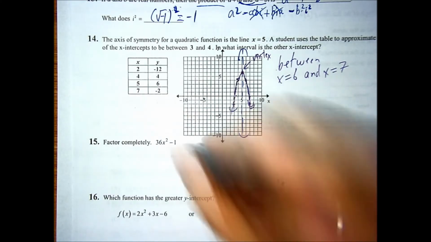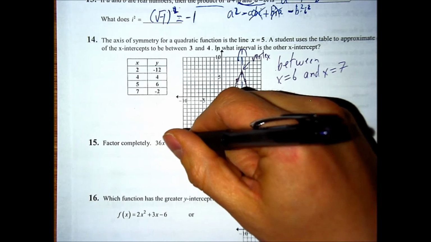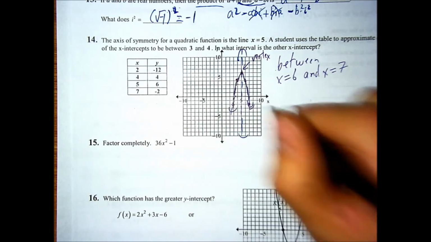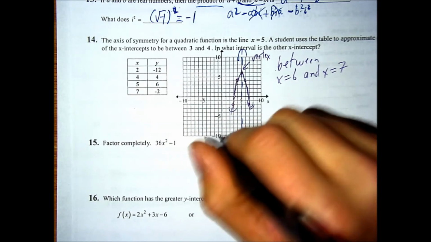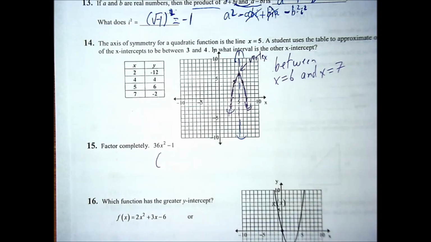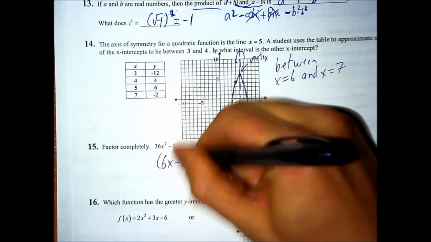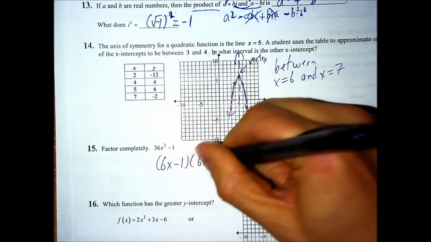Question 15, difference of squares, factoring. So 36 is 6 squared, and 1 is 1 squared. This is a difference of squares. Again, if it was a sum of squares, it would not factor using the difference of squares. The difference of squares is a minus b and a plus b. So this will be 6x minus 1 and 6x plus 1.